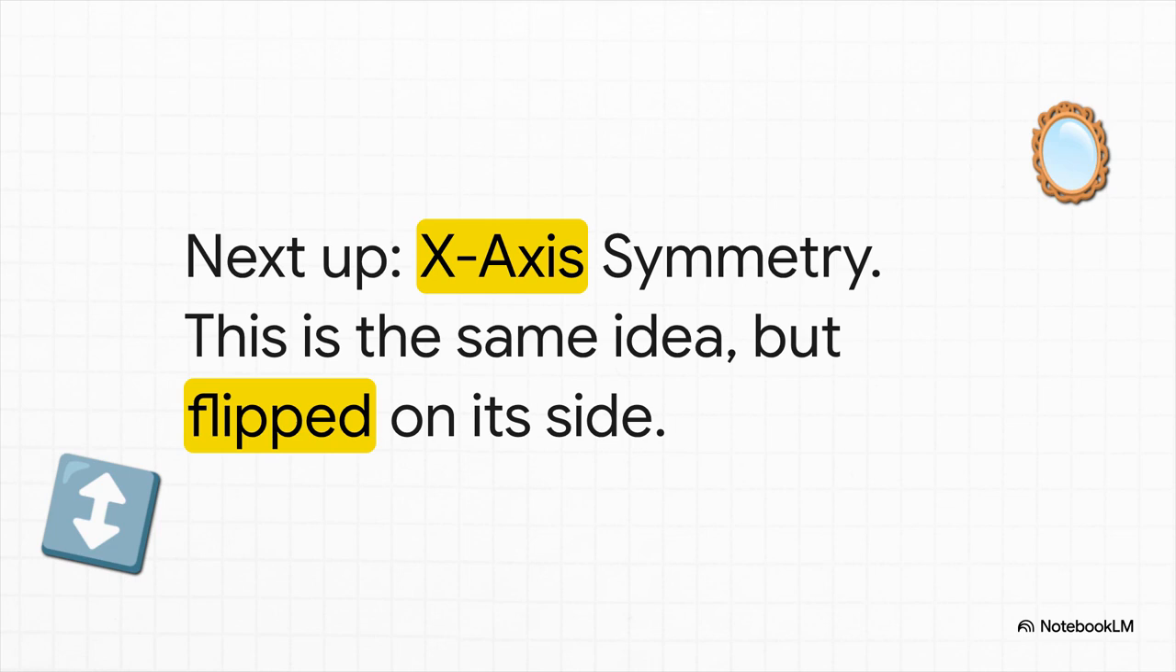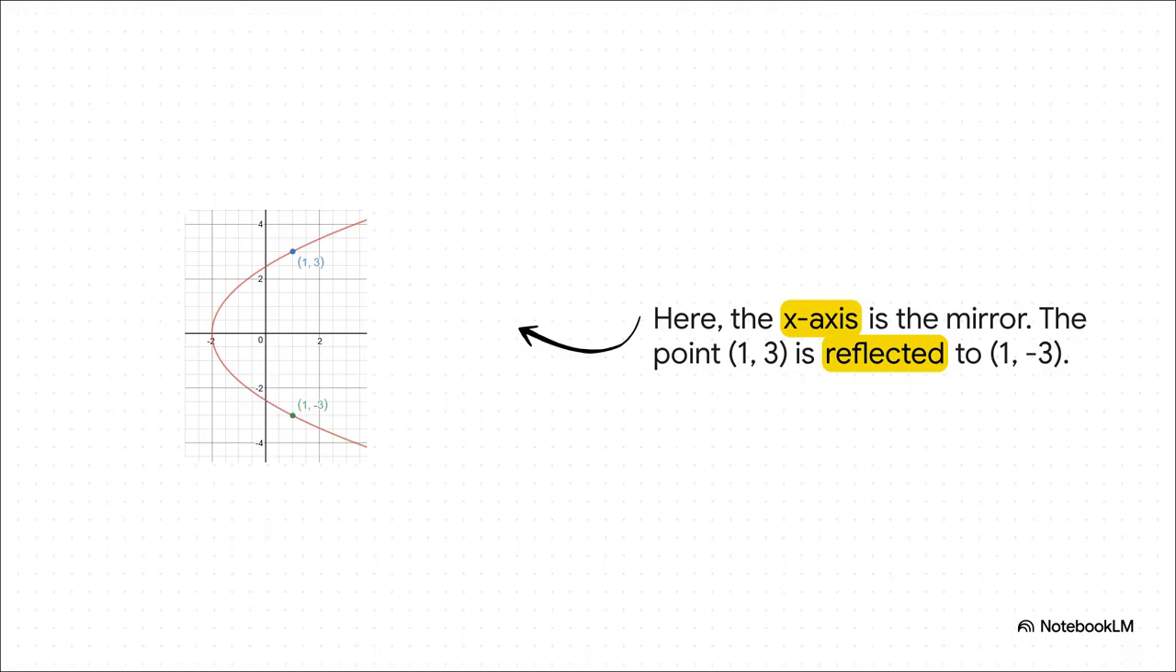All right, so what happens if we take that same idea but just turn the mirror on its side? Well, that's going to give us x-axis symmetry. And here, the horizontal x-axis is our mirror. So a point like (1, 3) has to have a buddy at (1, -3). You'll notice the x value doesn't change, but this time, the y value flips its sign.